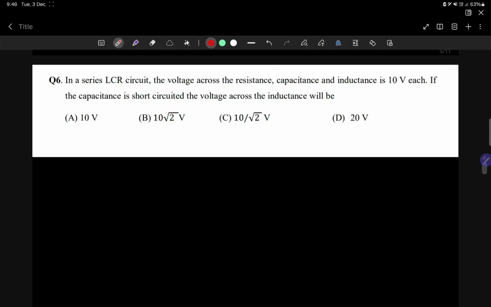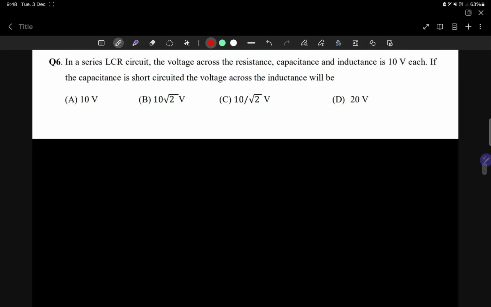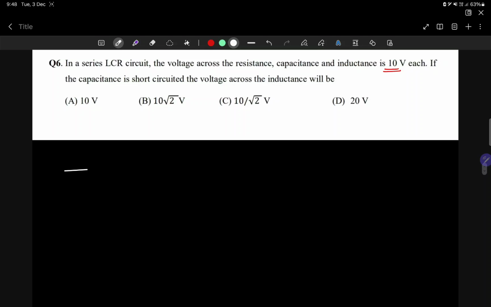Next, question number 6 is a very important question. In a series LCR circuit, the voltage across the resistance, capacitance and inductance is 10 volt. So let's draw a rough diagram. We have to connect three things: inductor, capacitor and resistor in series. Inductor having inductance L, capacitance C and resistor having resistance R.